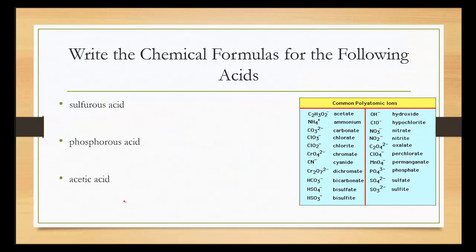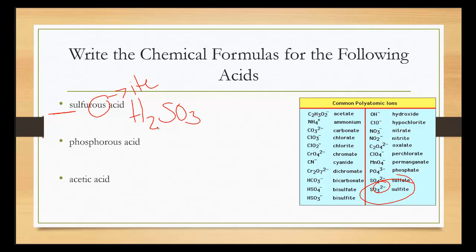Sulfurous. OUS came from ite. Once again, there's no hydro in front, so I know it's a polyatomic ion. So sulfite is SO3. Notice here, it has a -2 charge. That means I'm going to have 2 hydrogens here to balance it out when I crisscross it down.